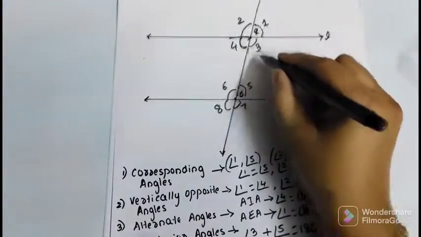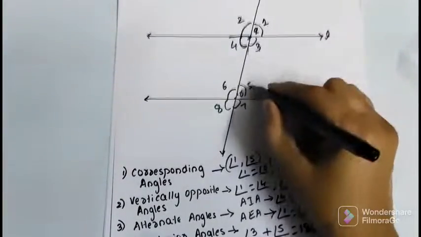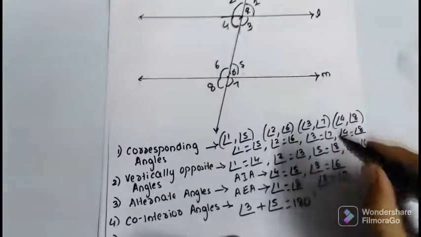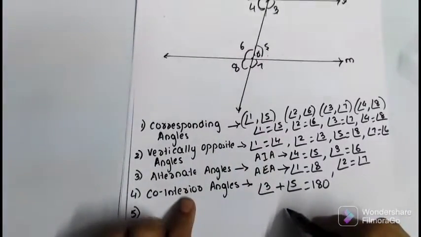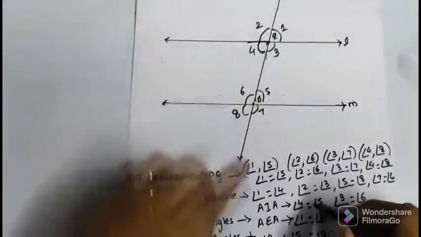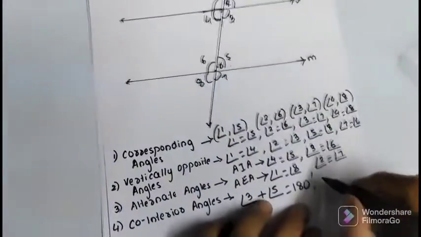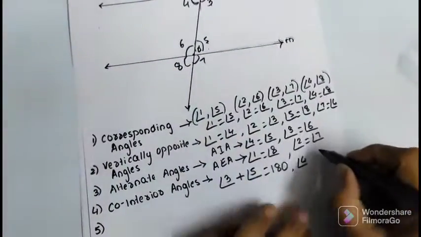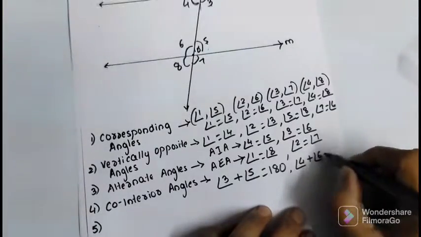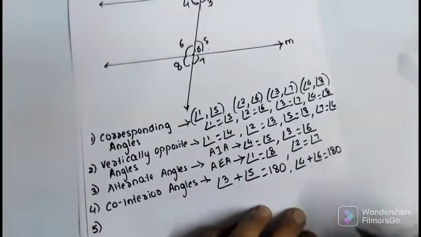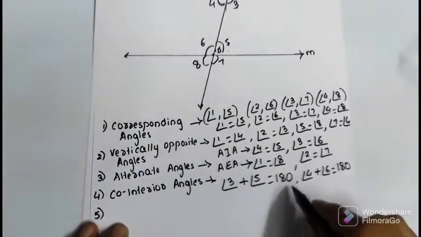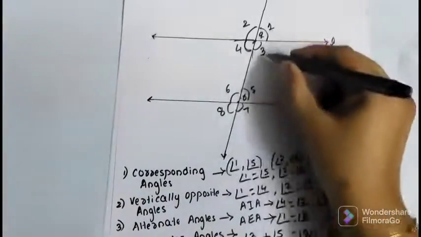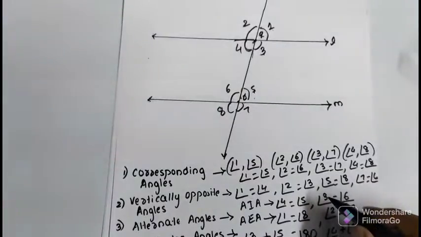See here, angle 3 and angle 5, they both together form 180 degrees, right? So they are also called co-interior angles. Similarly, angle 4 and angle 6. Angle 4 plus angle 6 is equal to 180 degrees. So there are two such pairs here, co-interior angles.